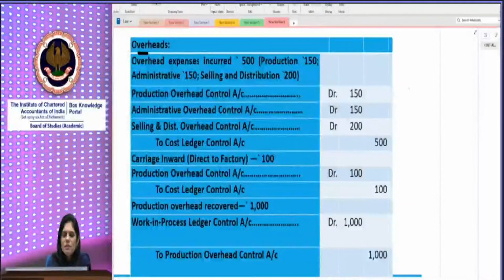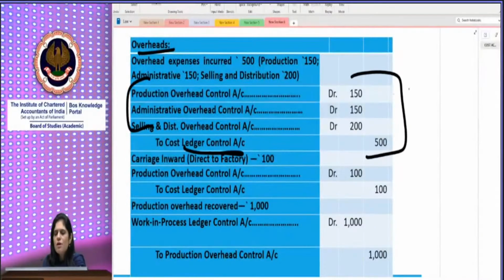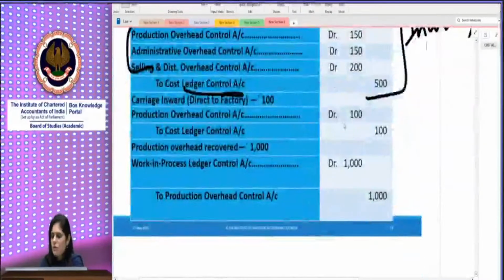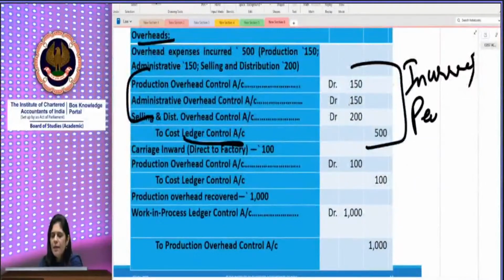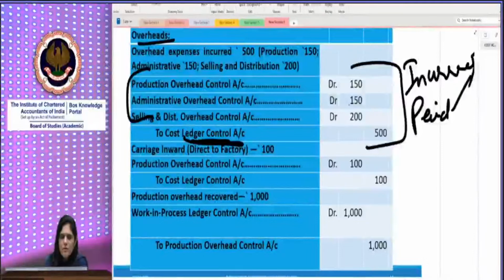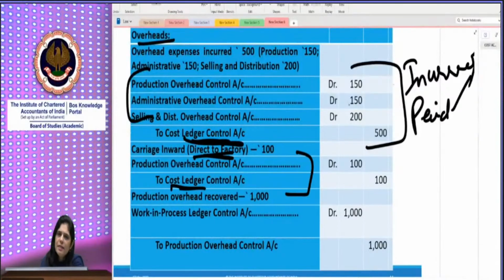Now overheads. So these expenses are incurred. So they will come through cost ledger control account. They are incurred first, incurred or paid. Clear? So they are incurred or paid, whatever. So they have to route through cost ledger control account. Carriage inward directly to factory. It can go to production overhead control account. It's coming directly, so it has to come through cost ledger.